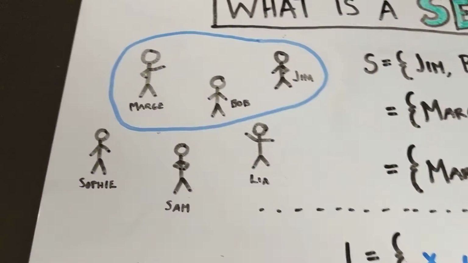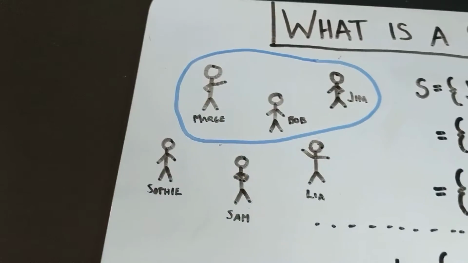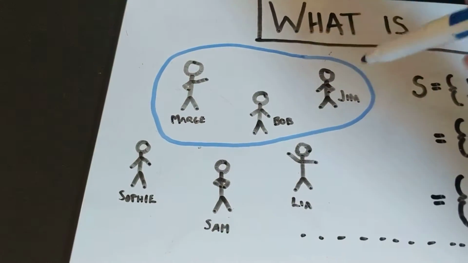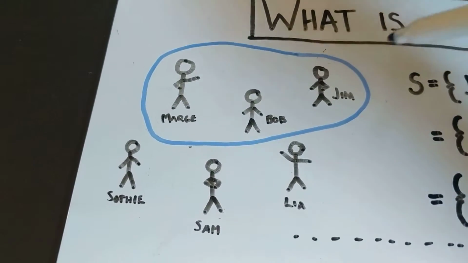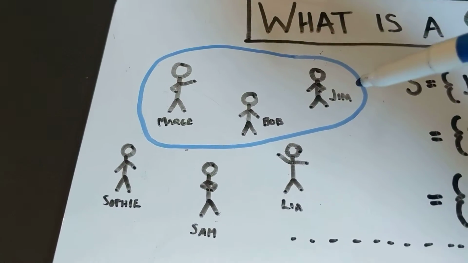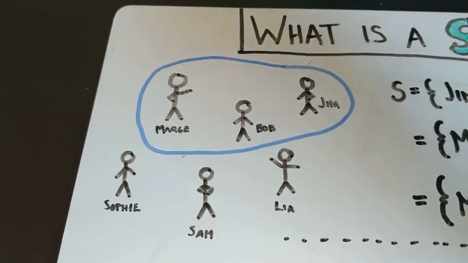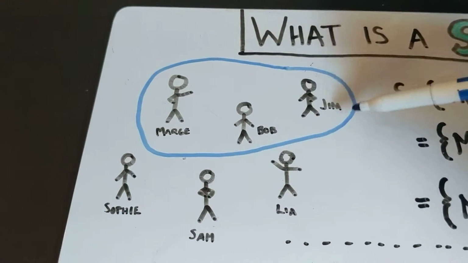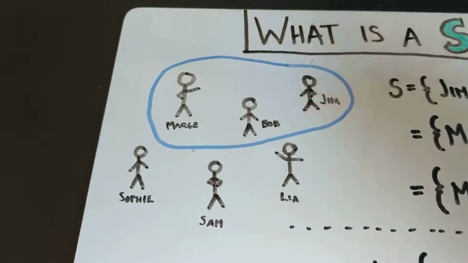Sophie, Sam, and Leah may have other things about them we don't know about, but we know that Marge, Bob, and Jim are students, and by saying this, we have put them in a set. This blue circle here is a set. All that a set is, is a circle drawn around some things, right? That's the best way to think about a set.